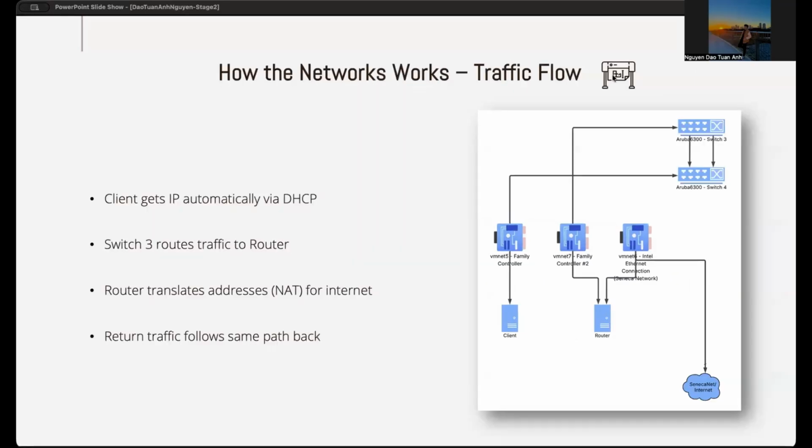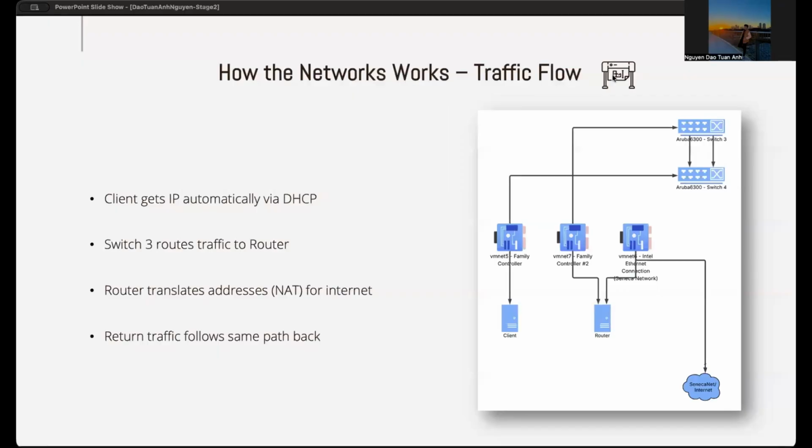Next is how the network works, the traffic flow. Let me show you how data actually travels in our network. Say the client wants to open YouTube. First, the client boots up. It doesn't have any IP address yet. It sends out a broadcast saying, can someone give me an IP address? The request goes to switch 4, which just forwards it along up the trunk to switch 3.